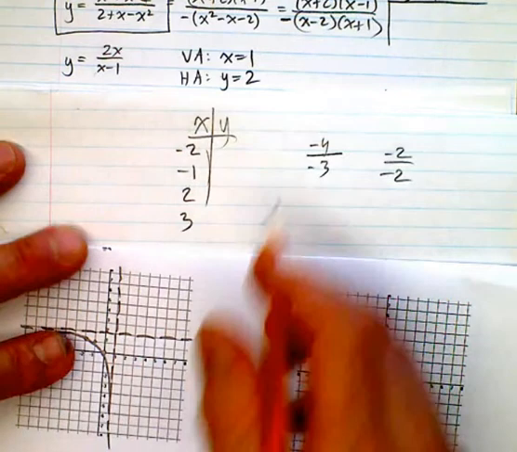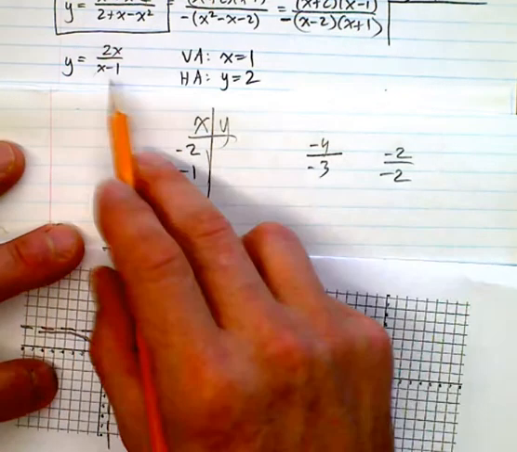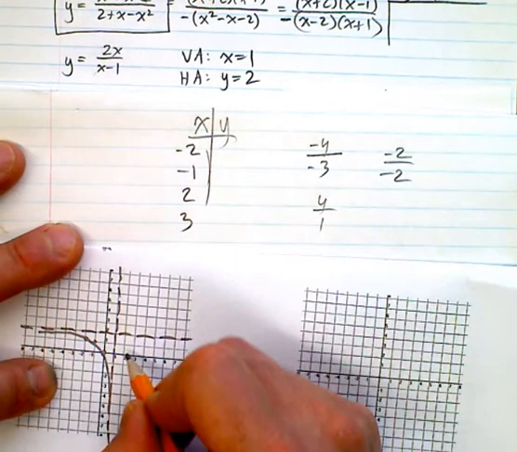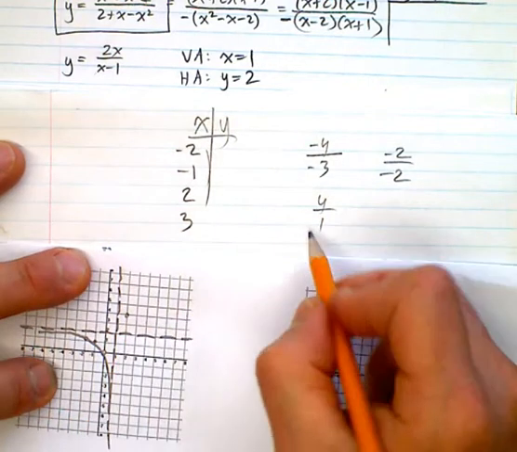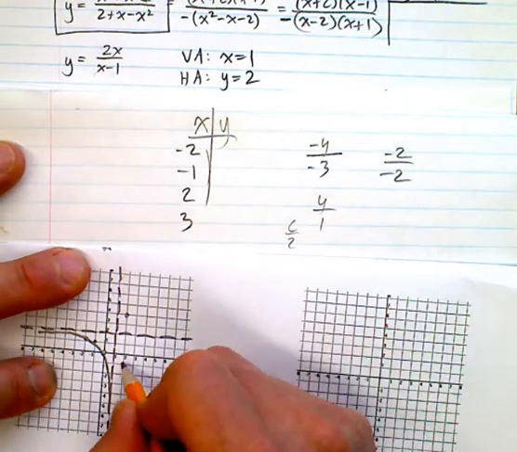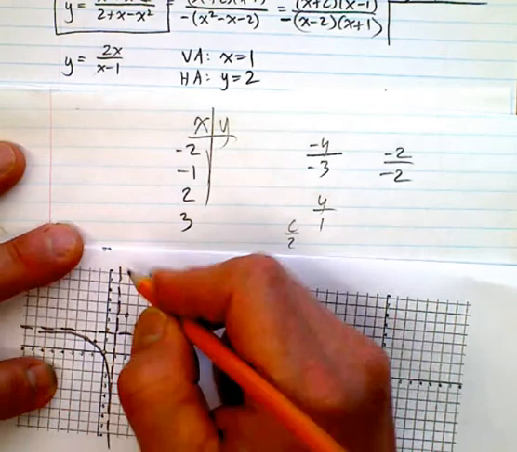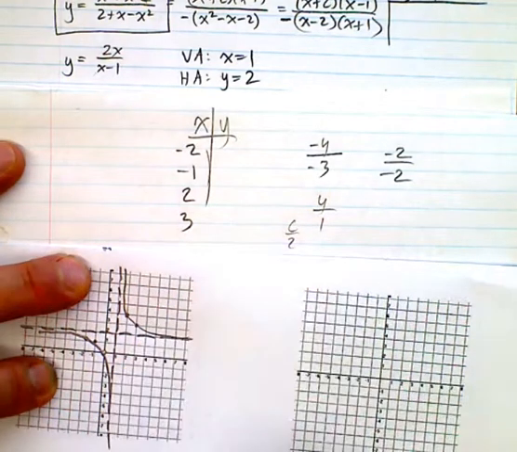On the other side, if we do 2, that's going to be 4 over 1, so at 2 it's 4. 3 is going to be 6 over 2, so it's 3. 3 and 3, and you get an idea. Here we go. There is the other side of that graph.